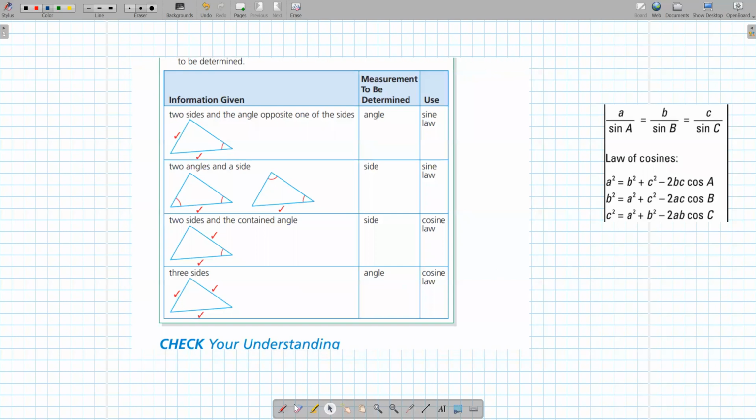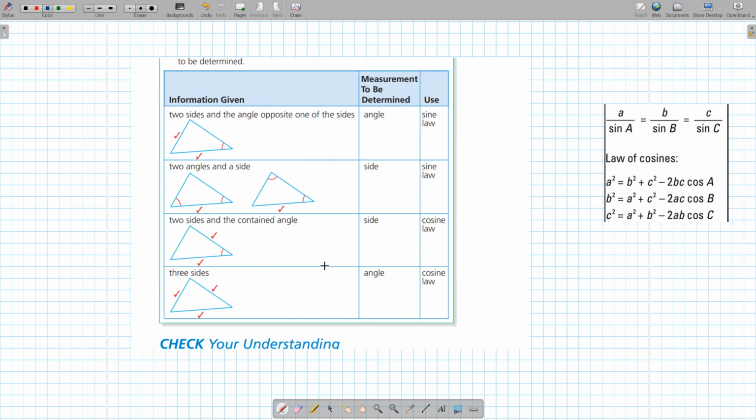So sine law, the one on the top here, you'd use when you have a pair. Like you see here, there's this and this, that's a pair. And over here, we don't have any pairs, but this is just a trick. If you know two angles, you automatically know the third angle. That gives you a pair, and that gives you a pair. So when you have a pair, you use the sine law.